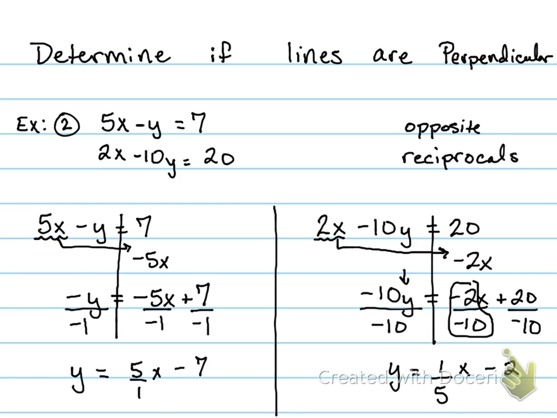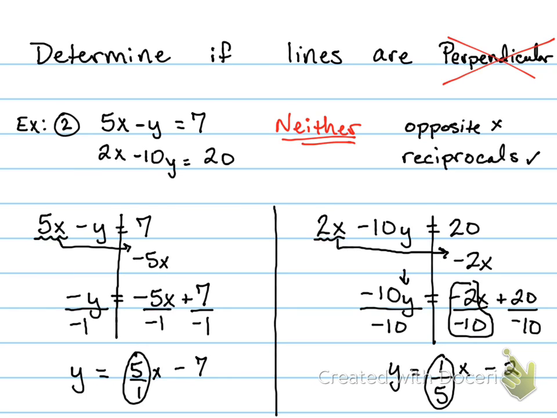Okay, so what do I notice about my two slopes? One slope is 5 over 1. One slope is 1 over 5. So they are reciprocals. They do check the reciprocal box, but they are not opposites. I would need for one of these to have a negative sign on them in order to be opposites. And because they don't, these are neither parallel nor perpendicular. So these are not perpendicular.